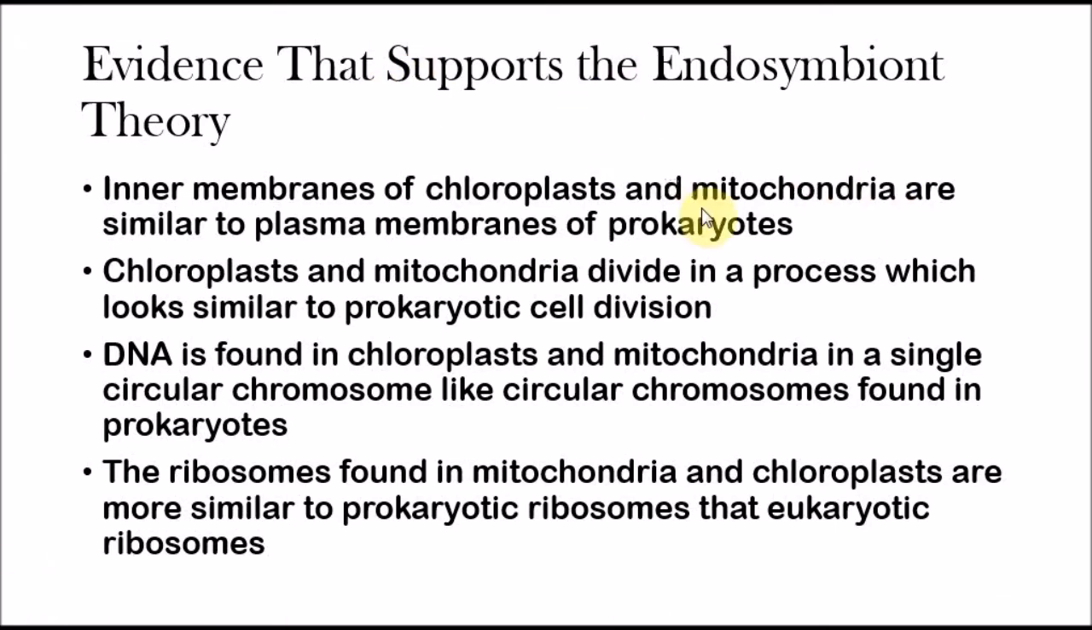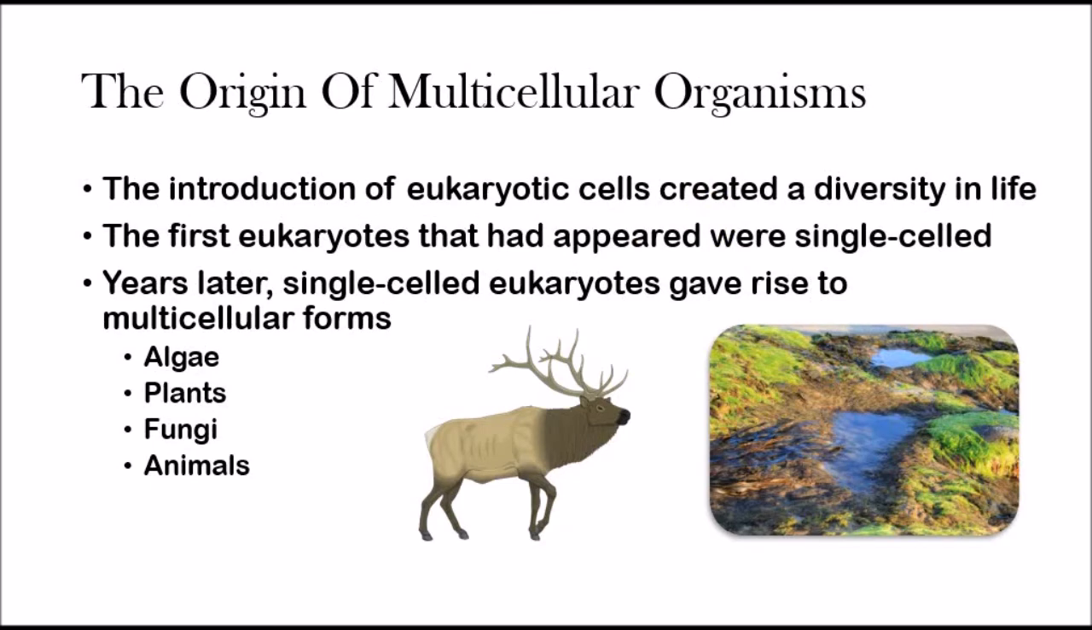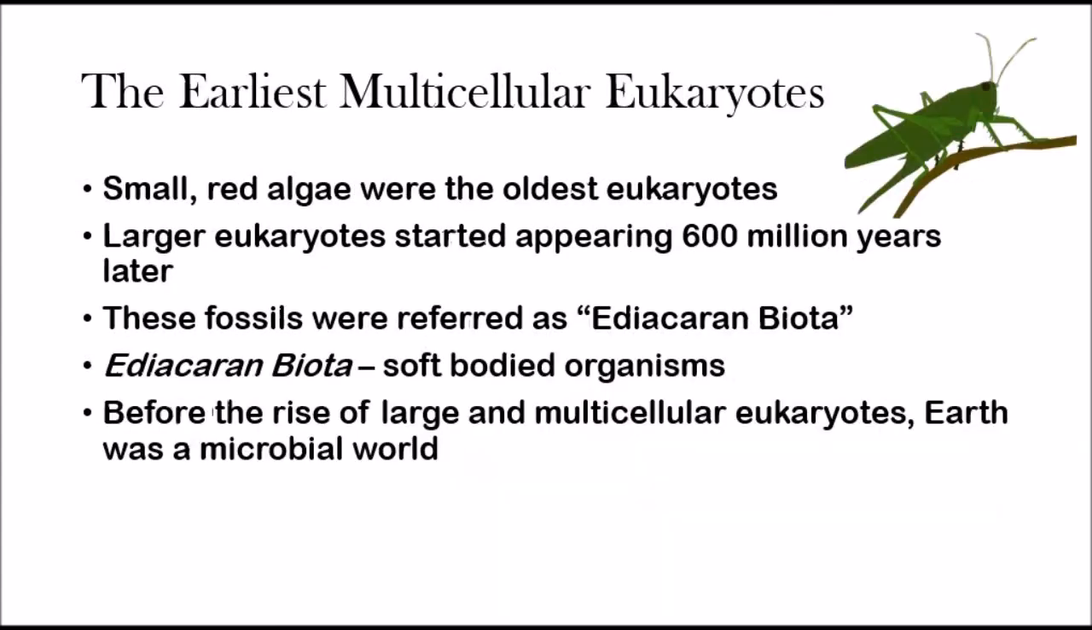Important to know. Okay, finally, we can talk about the origin of multicellular organisms. The introduction of eukaryotic cells created a diversity in life. The first eukaryotes that appeared were single-celled. Okay, so they're just one cell. Many years later, single-cell eukaryotes gave rise to multicellular forms, so organisms which have more than one cell, like algae, plants, fungi, and animals. The earliest multicellular eukaryotes were probably small red algae.